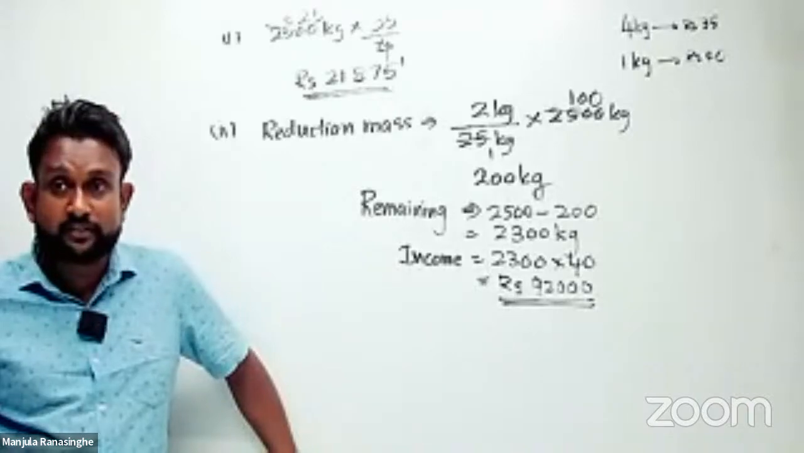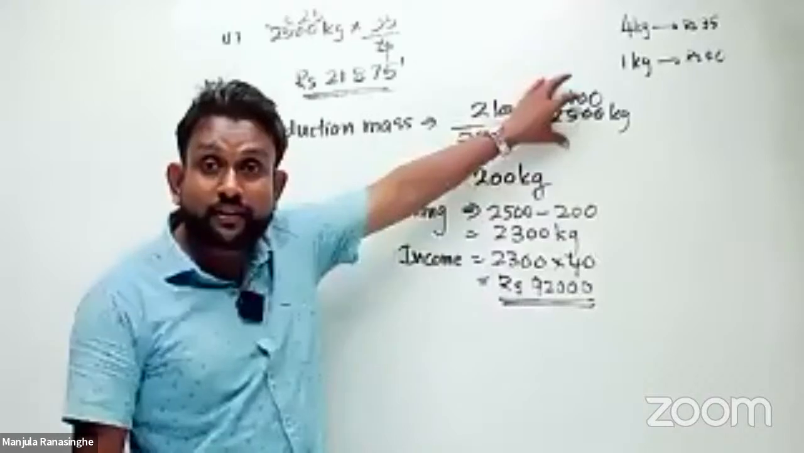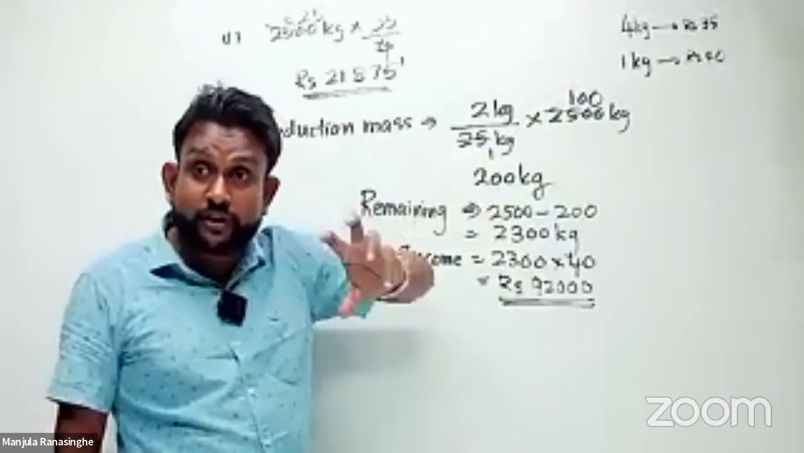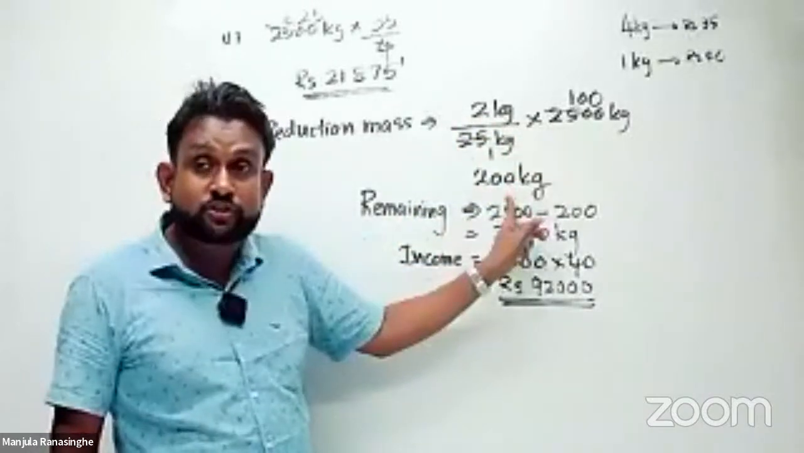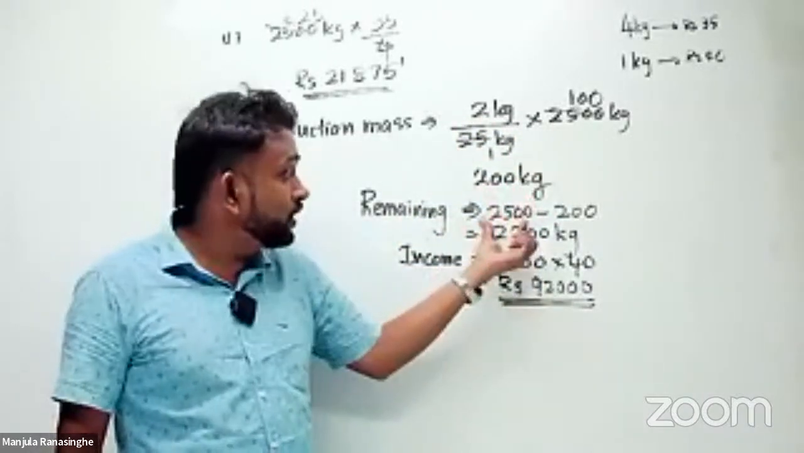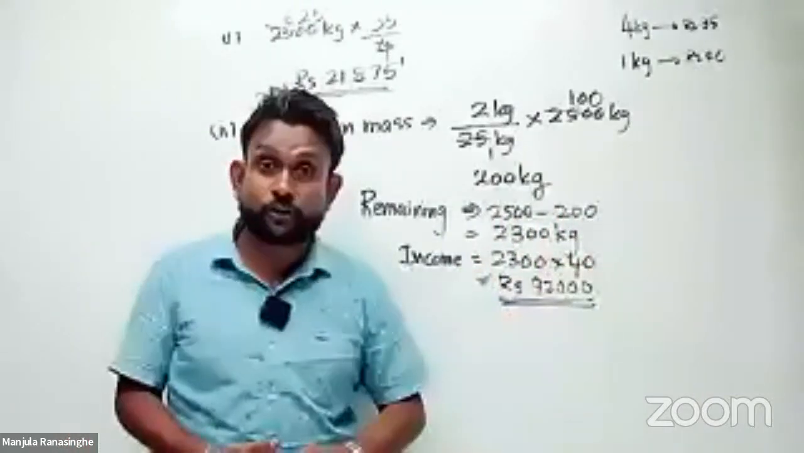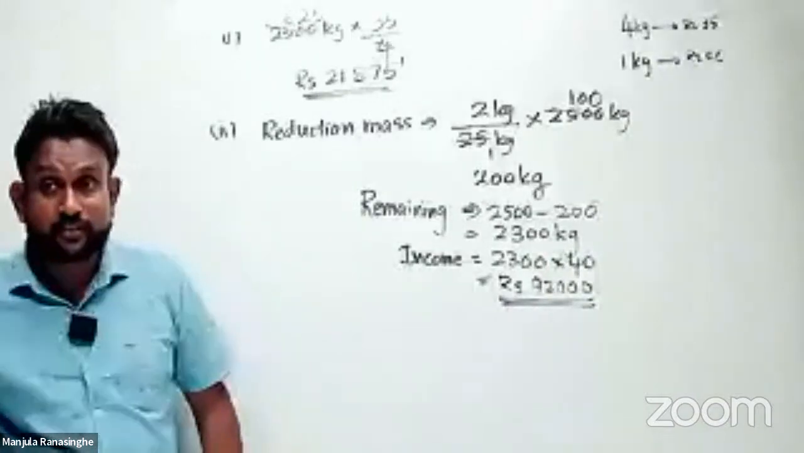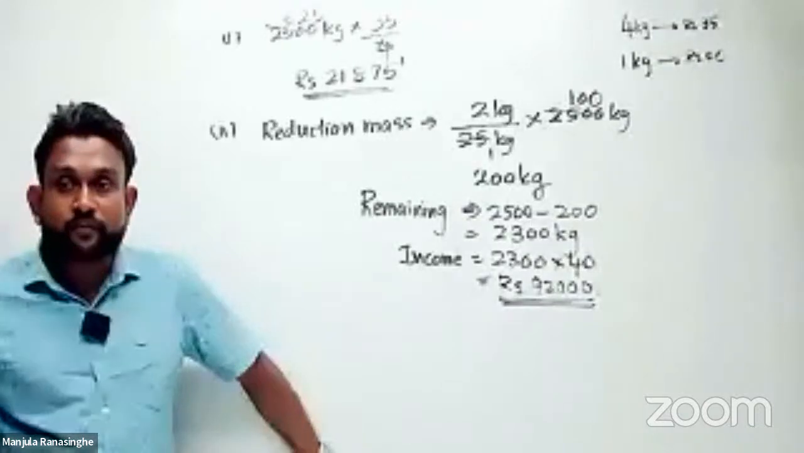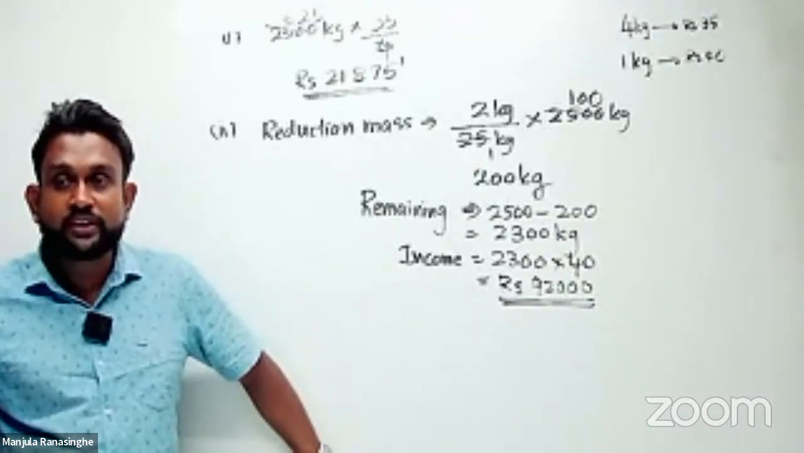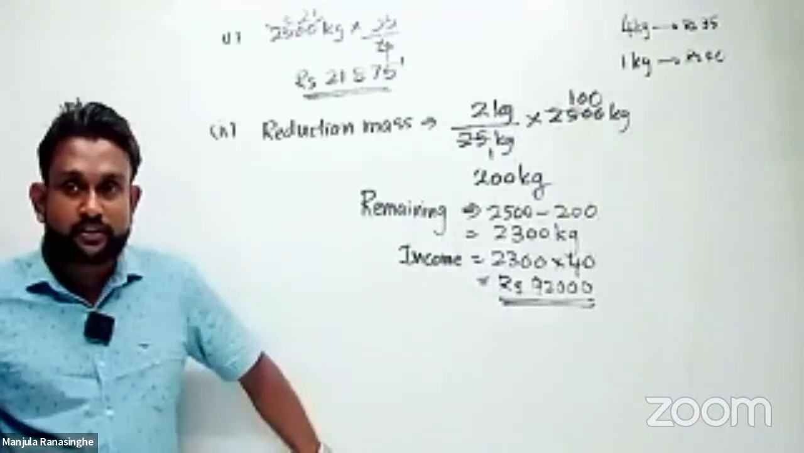If you take a different approach, we had 2500 kilograms remaining, but for each 25 kg, 2 kilograms is reduced. Then we found how much the reduction is, 200 kilograms from 2500. Then we multiplied this kilograms with 40, since the 1 kg selling price is 40. Okay, then find the profit or loss received by him without selling the total quantity of paddy just after the harvest. Right.